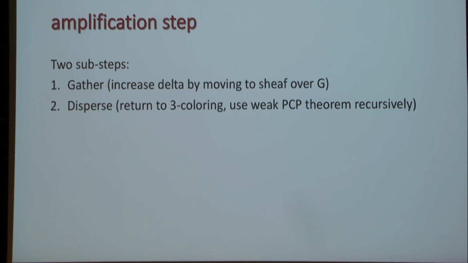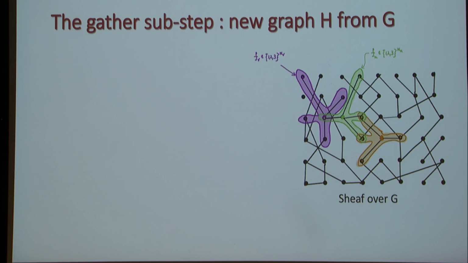Okay, so let's look into the amplification step. How do you do this doubling thing? So this has two sub-steps. One is this gather step, where you double this delta value, but you do it not by staying with 3-coloring. You move to some other more generalized construction, which is like a sheaf. And in the second step, you return from this generalized situation to 3-coloring. Okay, so let's do this gather substep.